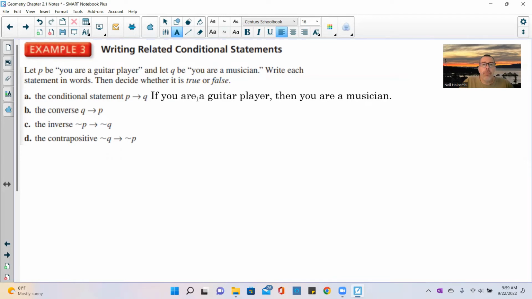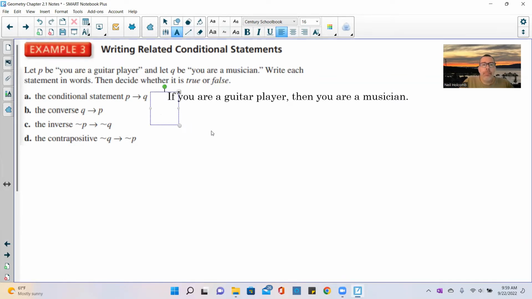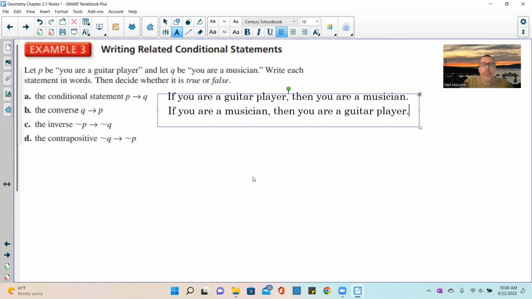Okay, let me just move that. The converse of that would be Q, then P. If you are a musician, then you are a guitar player. Okay, so notice the difference here. The if statement became the then, and the then statement became the if. They switched. Now the inverse, you negate P and Q.